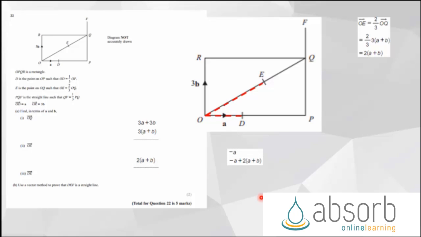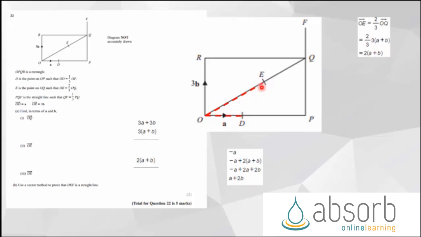So we just add that on. We've got the minus A, that's this move here, plus the 2 times A plus B, which is this part of the vector here. This is vector OE. And then we just simplify that. We multiply through the brackets to get 2A plus 2B, and then we get A plus 2B. So we know that this distance here is A plus 2B. And that is the answer for this vector move here, DE.